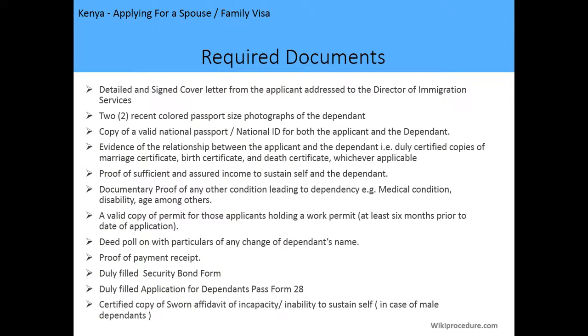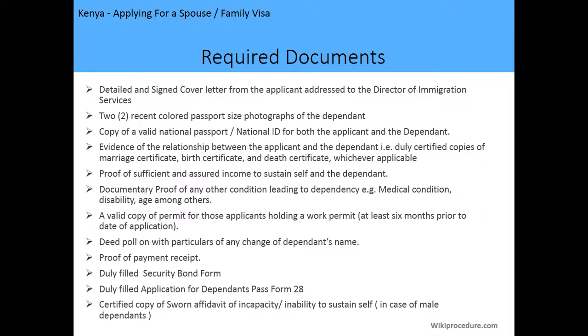Let's look at the required documents. First, you need a detailed signed cover letter from the applicant addressed to the Director of Immigration Services. You need 2 recent colored passport size photographs of the dependent, a copy of a valid national passport or national ID for both applicant and the dependent. You need the evidence of relationship between the applicant and the dependent, that is duly certified copies of a marriage certificate, birth certificate, death certificate, whichever is applicable.